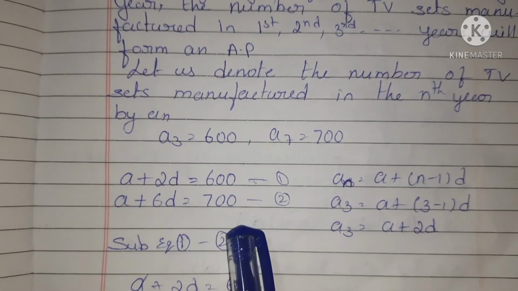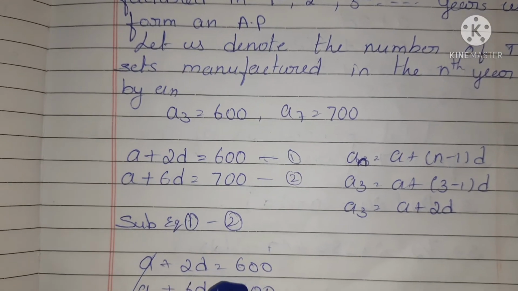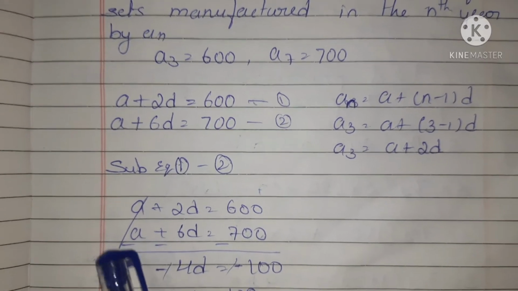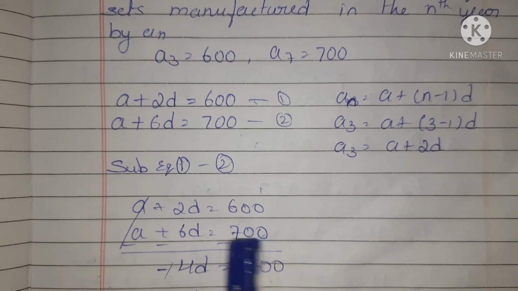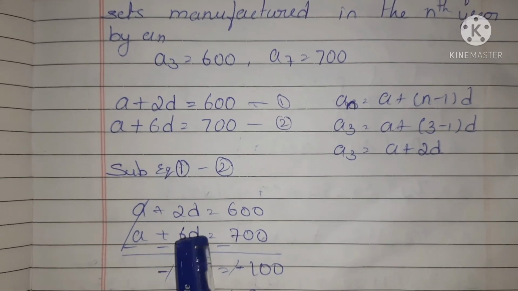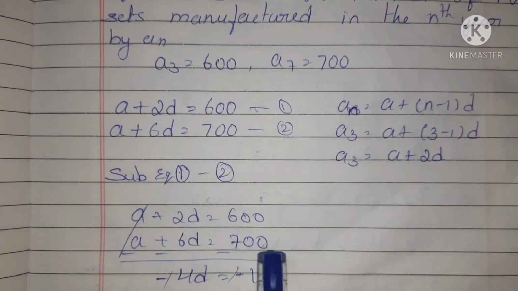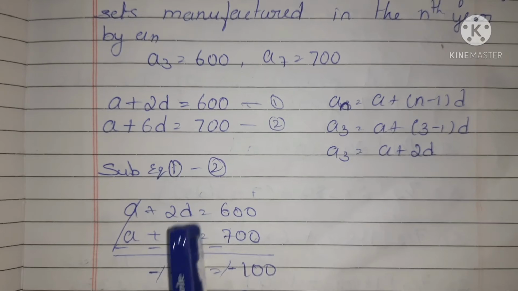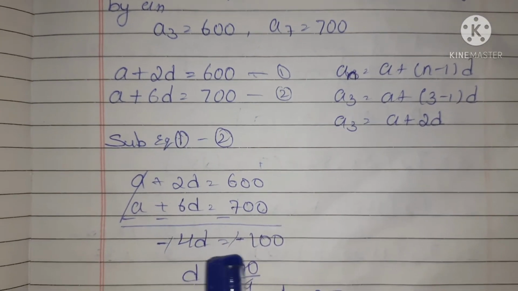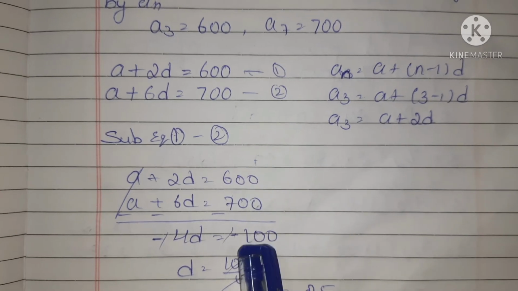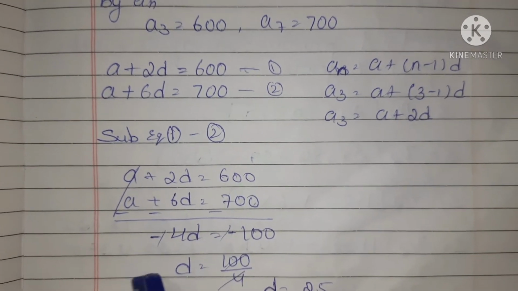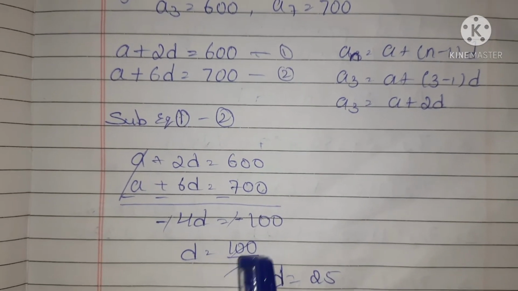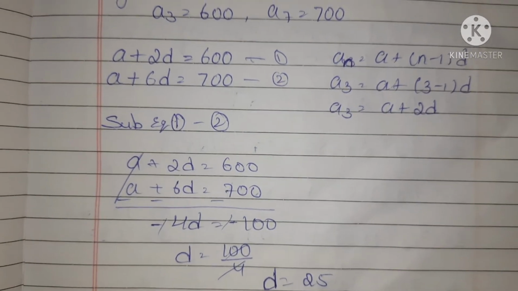Now, subtract these two equations. A plus 2D is equal to 600, A plus 6D is equal to 700. Change the signs: plus A becomes minus A, plus 6D becomes minus 6D, plus 700 becomes minus 700. Plus A minus A cancel. Minus 6D plus 2D is minus 4D, is equal to minus 700 plus 600, which is minus 100. Minus gets cancelled, and 4D is equal to 100. D is equal to 100 by 4. Therefore, D value is 25.